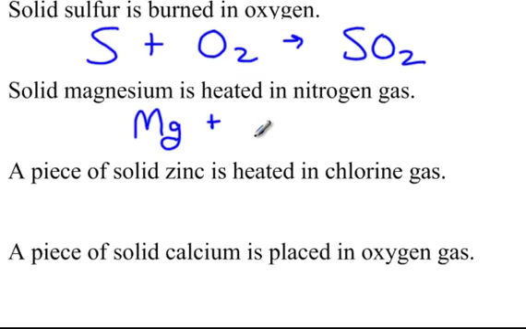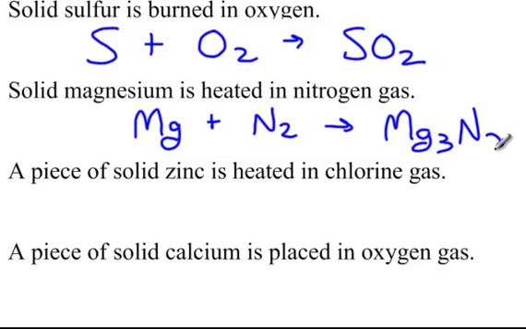The next one is we have solid magnesium, that's Mg. We're going to heat it with nitrogen gas. And from magnesium and nitrogen gas, we're going to get magnesium nitride. We got to make sure we do our crisscross. We got Mg3N2. And we will have to balance this by putting a big 3 coefficient in front of the magnesium.